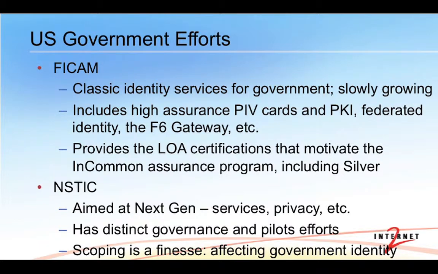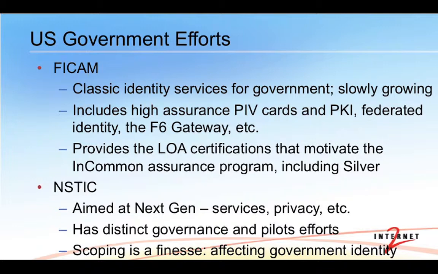So, US government efforts. There are two efforts underway by the US government. The first is FICAM, and it's been around for about 7 or 8 years. It's classic identity services for government. It's growing pretty slowly, but it is growing. It includes the high assurance PIV cards. There may be some federal employees here that have those cards. Thankfully, none of us do. There is PKI, there's federated identity, there's gateways. It's a mix of technologies. It provides the LOA certifications that motivate InCommon assurance programs. Research.gov is accessible through this mechanism, and so I submit my NSF grants using my federated identity using this vehicle.